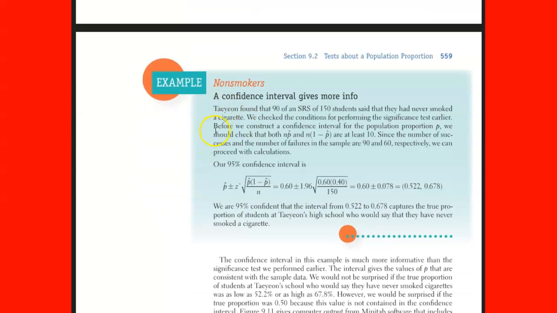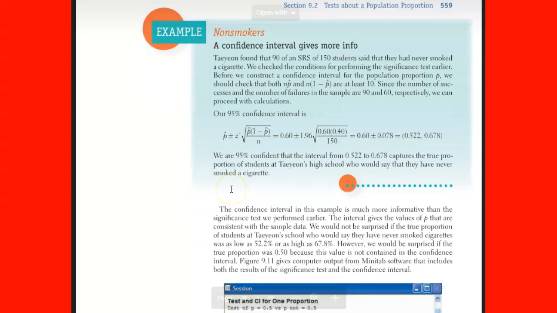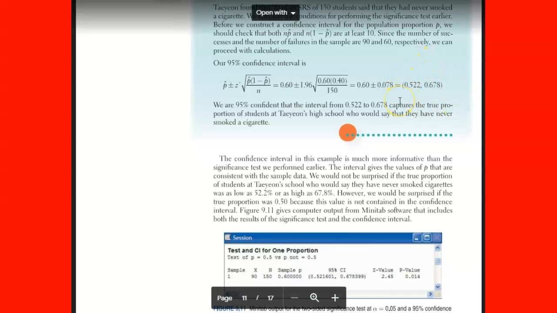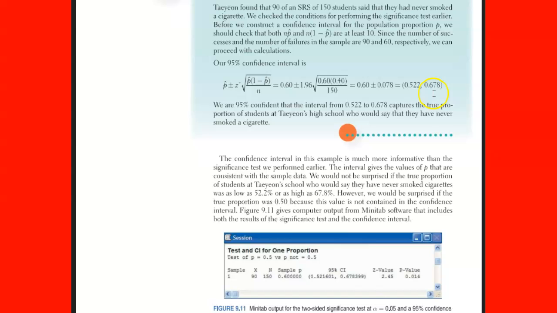So here's a quick reminder, right? Taeyeon asked 150 kids, 90 of them said, hey, I've never smoked, checking the conditions and doing all the things for a confidence interval. Remember, his p hat plus or minus z star times square root of p hat times 1 minus p hat all over n would give this confidence interval. Of course, that's a one prop z interval on your calculator. This says we are 95% confident that the true proportion of kids at his school that have never smoked is between 0.522 and 0.678, between 52% and about 68%.